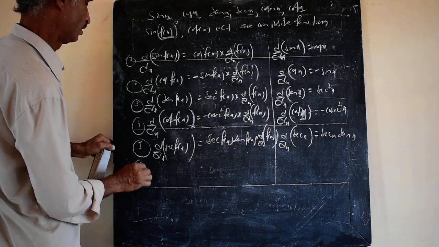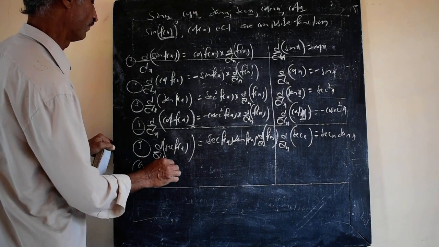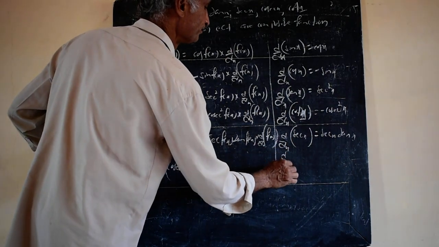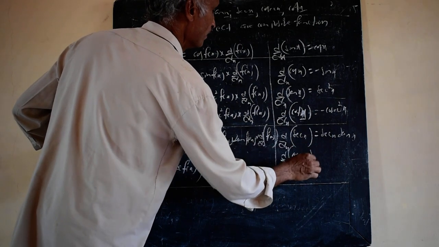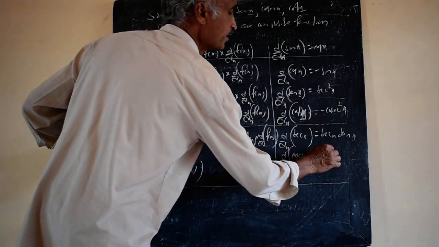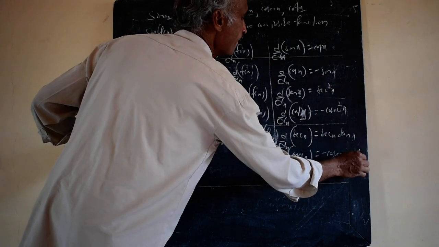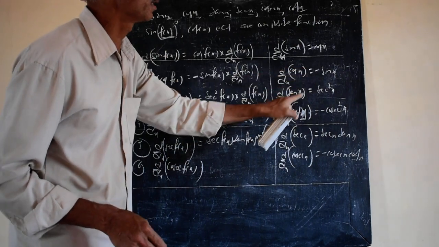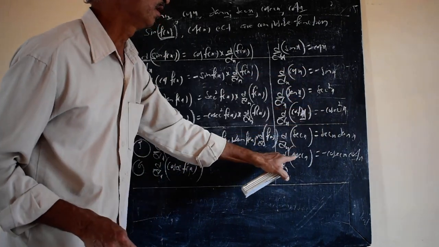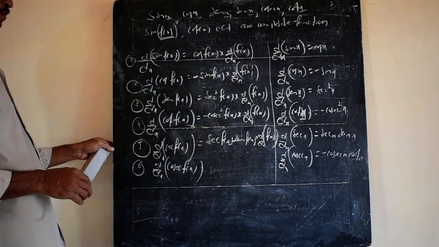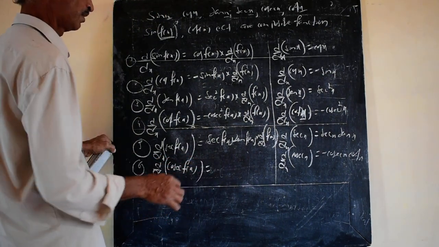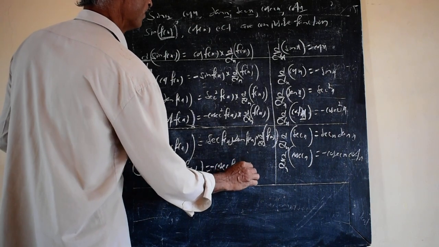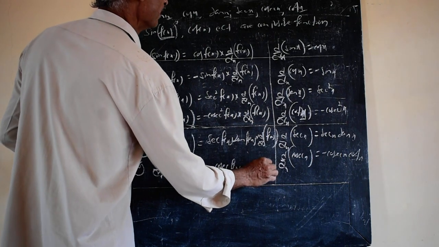Okay. Sixth one, d by dx of cosec f of x. Cosec x differentiation is minus cosec x into cot x. All the differentiations of the trigonometric functions starting with C are negative: cos minus, cot minus, cosec minus. The remaining three are plus. Therefore, it is minus cosec f of x into cot f of x into d by dx of f of x.